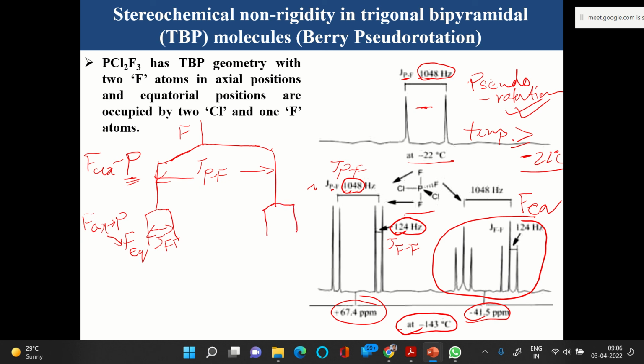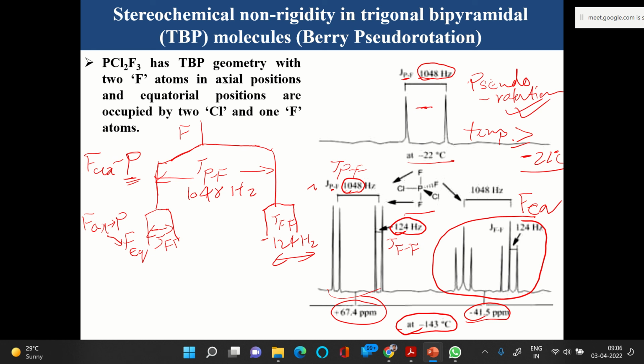This is how the interacting nature of the nucleus has changed. The first splitting we got was due to interaction with phosphorus. The second splitting pattern we are obtaining is due to interaction with the fluorine, right? So this one is again JFF of the same type. This is 124 hertz difference, and this was 1048 hertz. So that's why this is the pattern that you are obtaining, a quartet here. And a similar thing you can apply for the other.